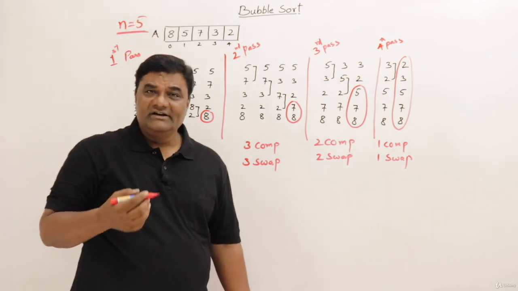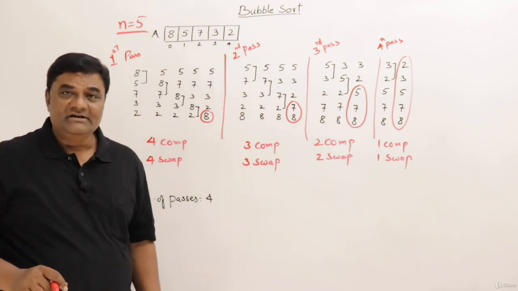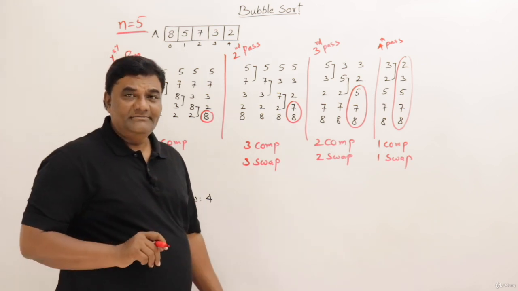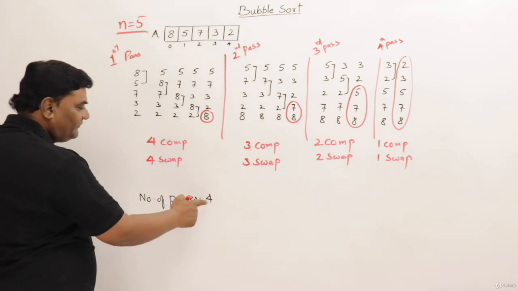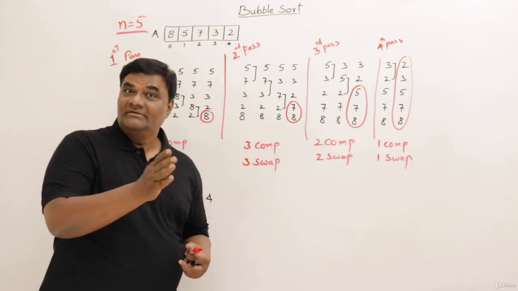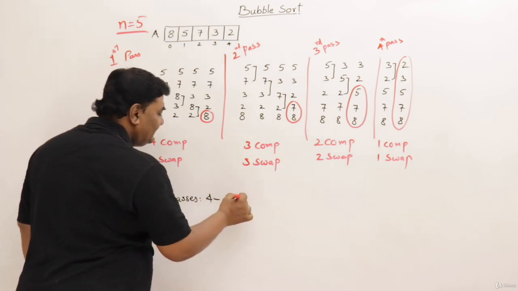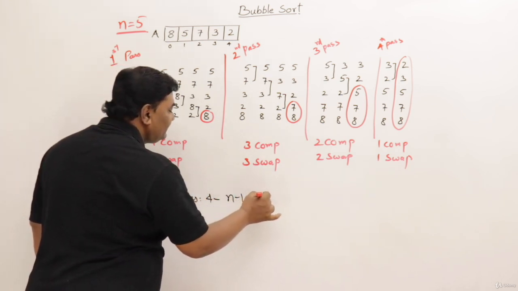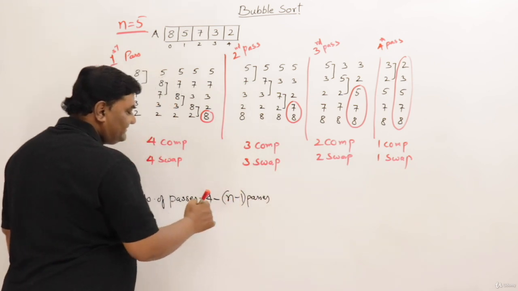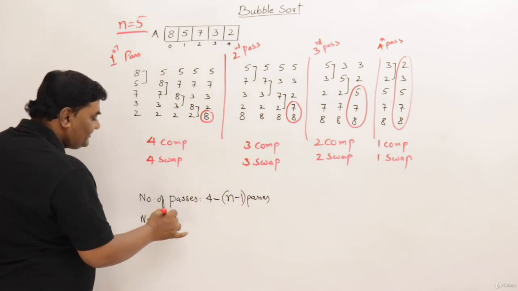See, actually when we are doing analysis, we should do it for n elements. N means whatever the number of elements may be. In our example, we have only 5 elements. So for 5 elements, 4 passes are there. Then for n elements, how many passes will be there? N minus 1 passes will be there. So this is n minus 1 passes. Yes, this is perfect. Then let us find out the number of comparisons.